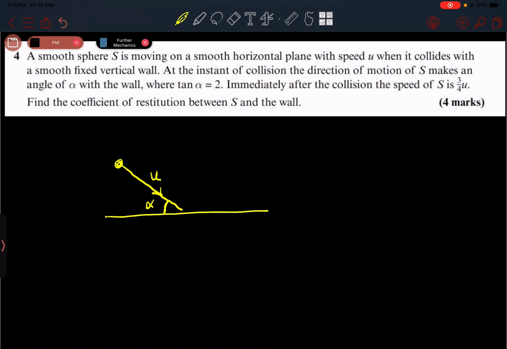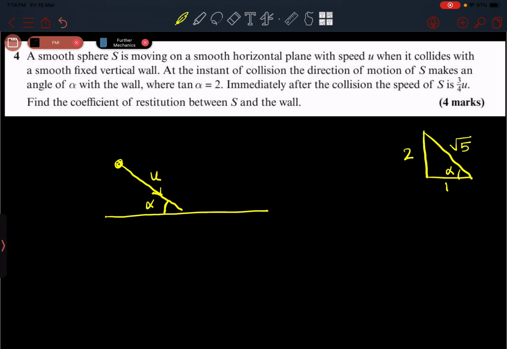So we know alpha, and we know that tan alpha is 2. So alpha, and then tan alpha is 2, so this is 2 and 1. So this would then be square root 5. So we just said 2 squared plus 1, Pythagoras' theorem.